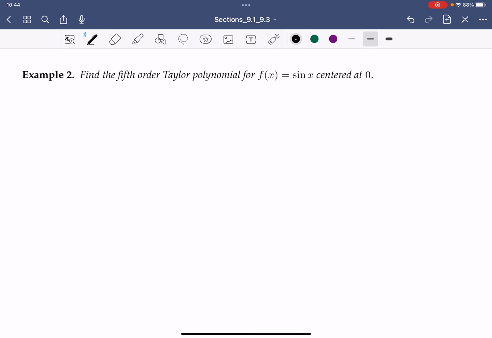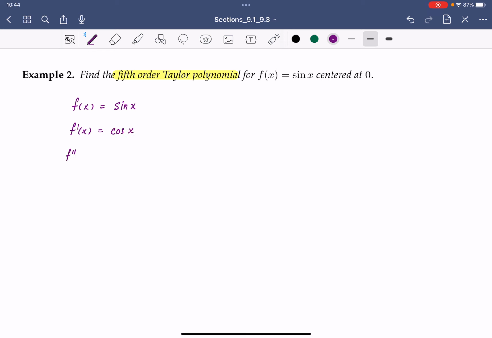Alright, example 2. Can you find the fifth order Taylor polynomial for f(x) equal to sine x centered at 0? Alright, so when you read the question, you can see that I need the fifth order Taylor polynomial, which means you need to differentiate 5 times. f(x) equal to sine x, this is the first one. And then you differentiate one time, sine, you get cosine.